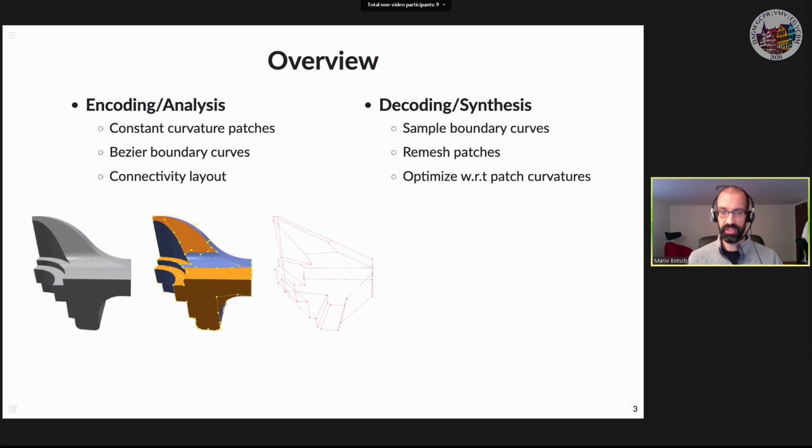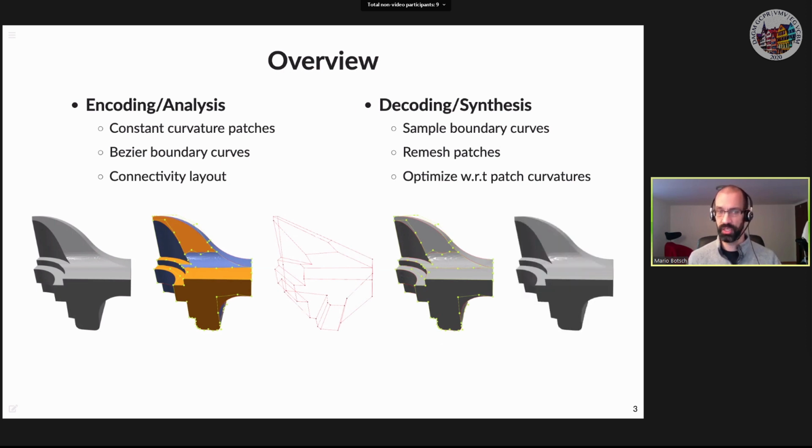And then the decoding phase loads this, reconstructs the boundary curves first because they are continuous Bézier curves, and then triangulates and remeshes the individual patches and optimizes their curvature to come up with a model that geometrically is very close to the one on the left-hand side. But this is not a mesh compression. There's a completely different triangulation because we have the remeshing step in between. But this is the idea, to basically take a mesh and encode it by patches of certain curvature values and their boundary curves.